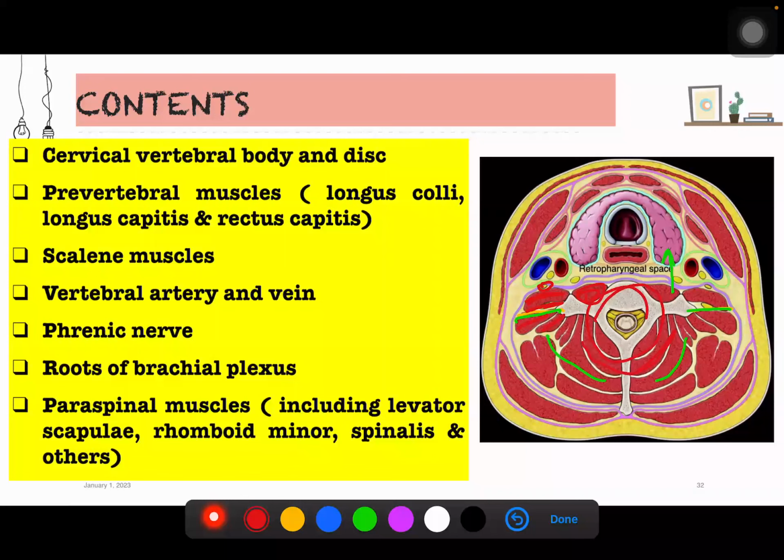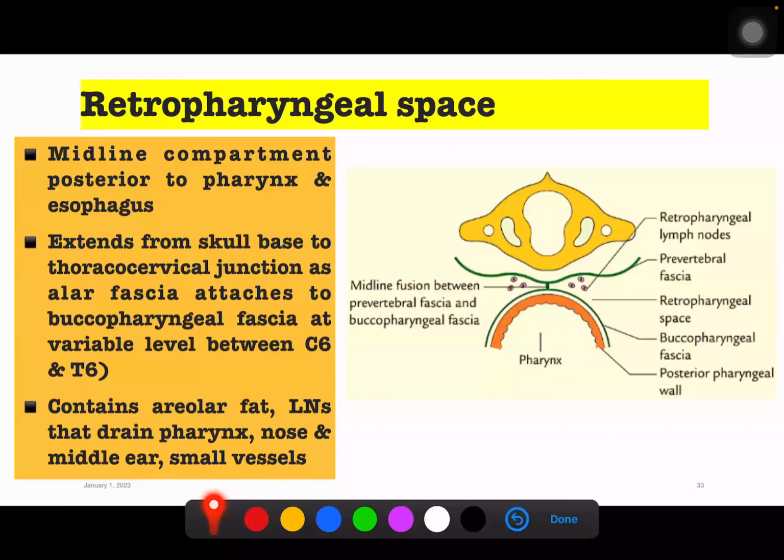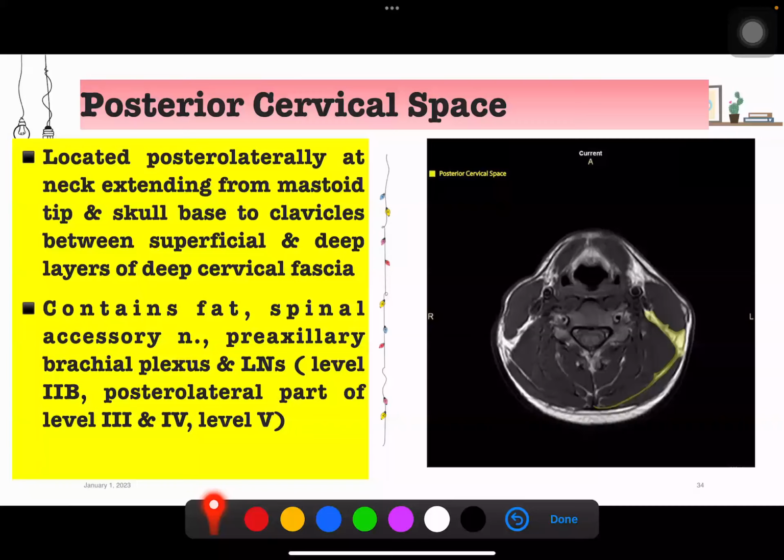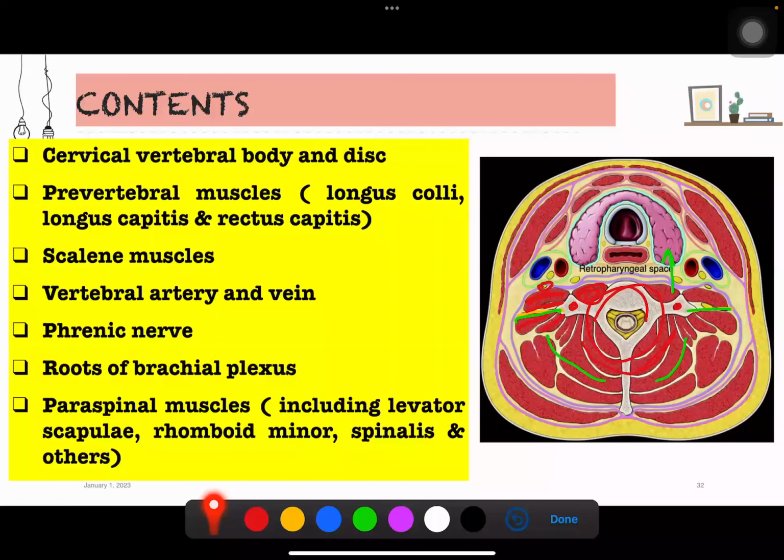Regarding the posterior cervical space, it is right here, bounded anteriorly by the sternocleidomastoid and carotid space, roof formed by the superficial layer of deep cervical fascia, floor by the deep layer of the deep cervical fascia, posteriorly bounded by the trapezius.